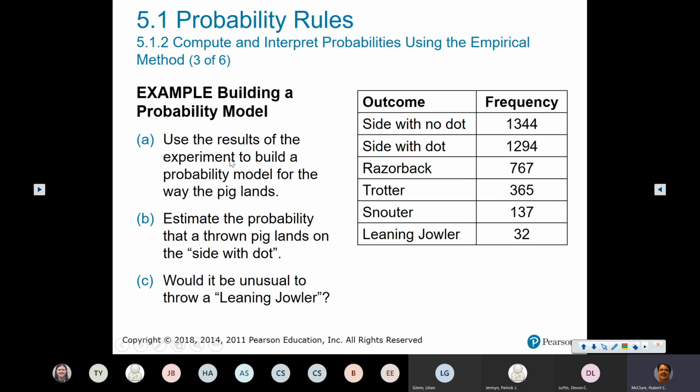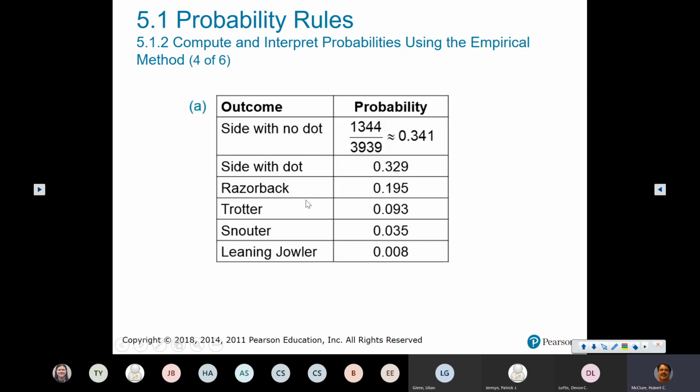Use the result of the experiment to build a probability model for the way the pigs land. Well, I told you that. 1344 over 39, 1294 over 39, 767 over 39, and so on. Side with dot, that would be 1294 over 39. And leaning jowler would be 32 over 39. These are three good test questions. There's a probability model.